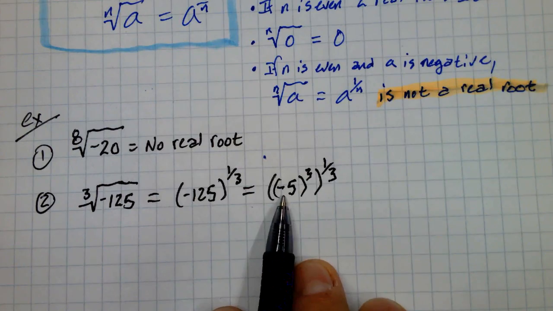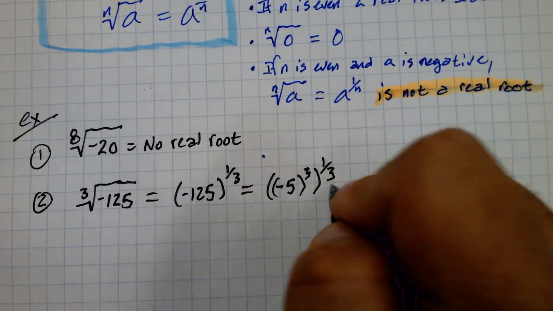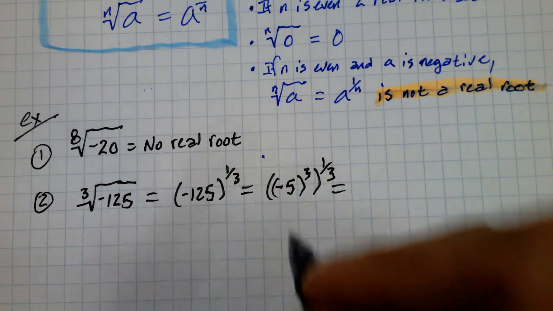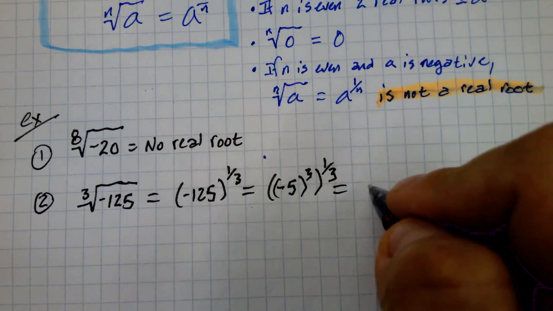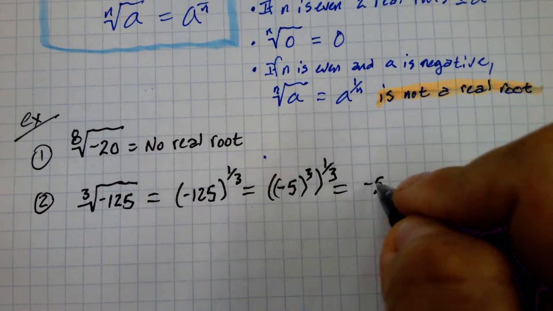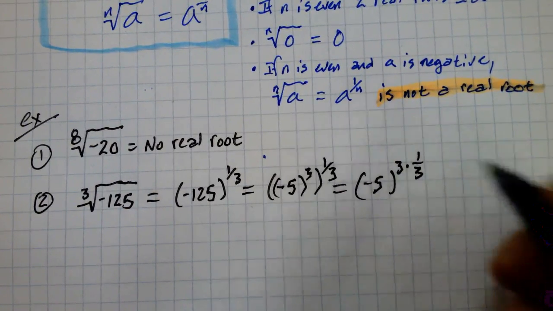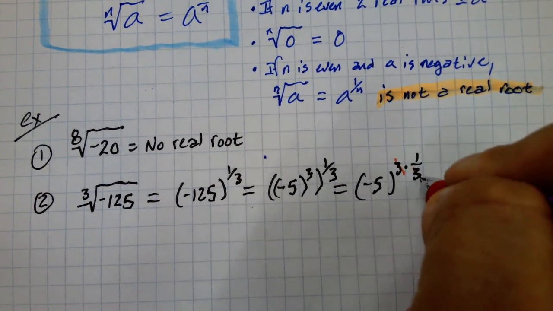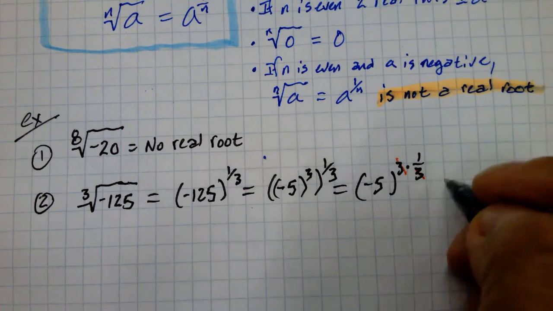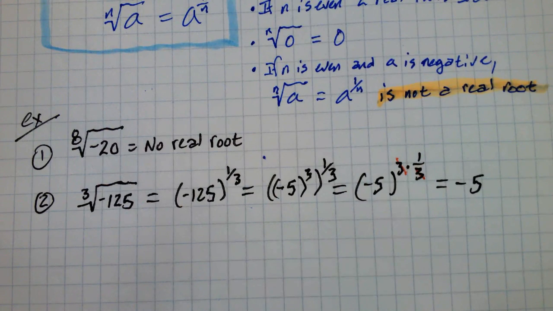Negative 125 is really negative 5 cubed. And then using the rule for a power of a power, you multiply the exponents, so you get negative 5 to the 3 times 1/3. And I can cross cancel these. I get negative 5 to the 1, so it's negative 5. Okay.